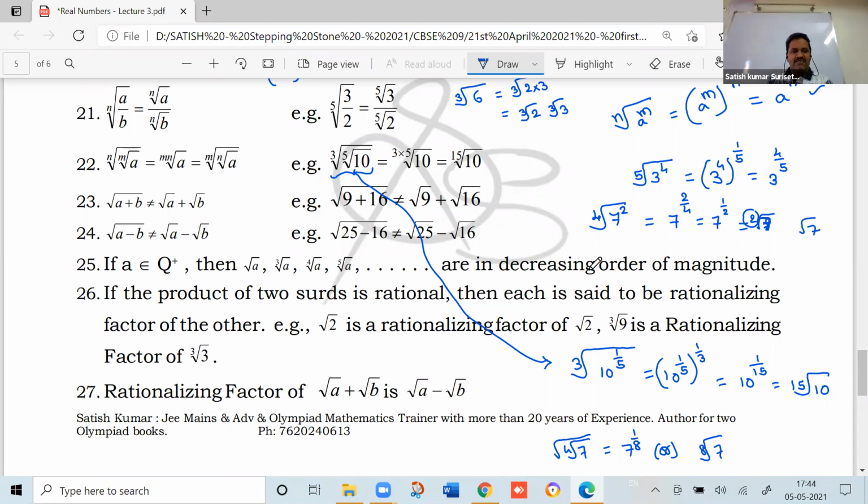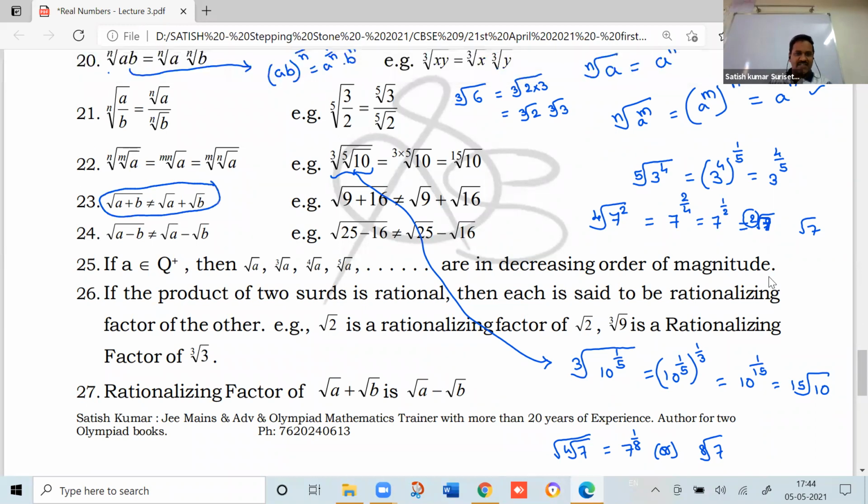Next, root of a plus b. Root of a plus b is not equal to root a plus root b. Most of the students will make a mistake here only. That is, they will apply root for each term. That is wrong. For example, root of 9 plus 16, like a is 9 and b is 16. Root of 9 plus 16, value is how much? Root of 25, which is 5. Whereas root 9 plus root 16, root 9 is 3 and root of 16 is 4, so 3 plus 4, 7. Which is not equal to 5. This is an example, so they should remember easily.